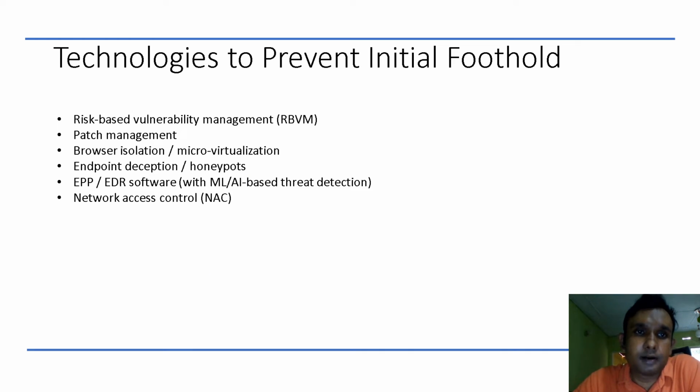So next I will explain the technologies that we can use to prevent the initial foothold. So here what I have mentioned is to prevent the entry of an attack from our perimeter. What I'm trying to explain is how to reinforce our security perimeter. Here I have explained about five to six technologies. The first one is risk-based vulnerability management.